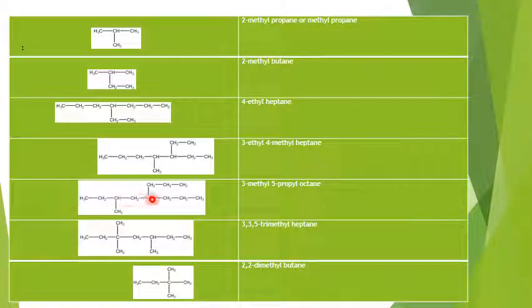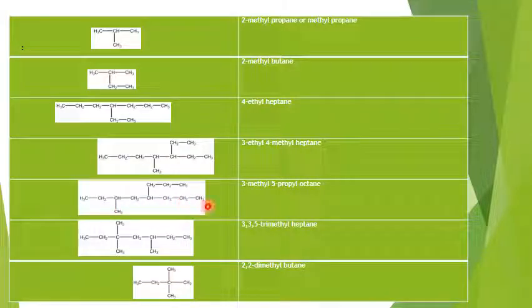Okay, next one. 1, 2, 3, 4, 5, 6, 7, 8. Straight across. Let's see what happens if we go up and across. So 1, 2, 3, 4, 5, 6, 7, 8. So it also gives you 8. So I'm just going to stick with going straight across. Like I said, if you get it more than one way, going straight across is probably going to give you the same answer. So this is an octane, and it has a methyl and a propyl.